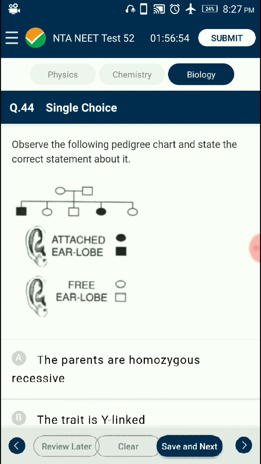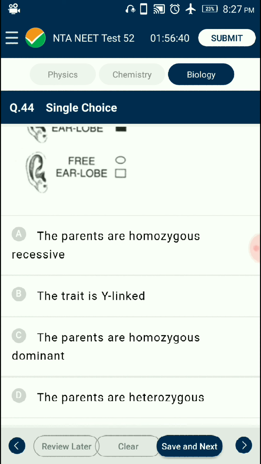It can be concluded that the parents are not homozygous for free earlobe. Also, it is not Y-linked as it is expressed in both male and female of the next generation. So the answer for this question is option D. The parents are heterozygous.